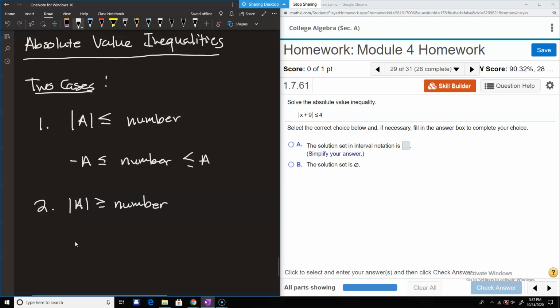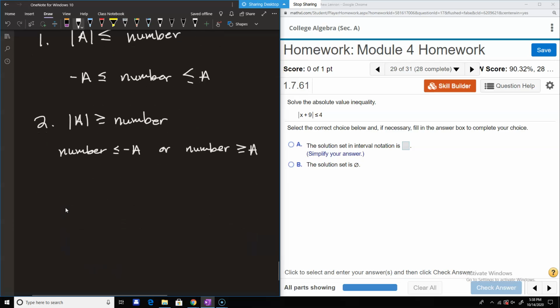So for the first one, you get a compound. For the second one, you get an OR. So you would have the number less than or equal to negative a, or the number bigger than or equal to a.